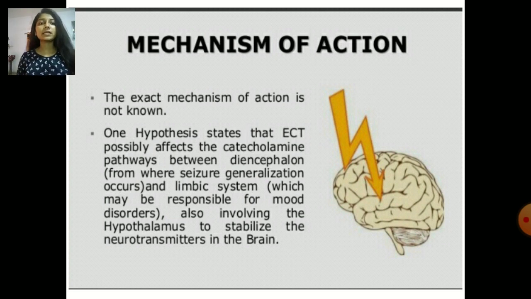The exact mechanism of action is not known. One hypothesis states that ECT possibly affects the catecholamine pathway between the diencephalon, from where seizure generalization occurs, and the limbic system, which may be responsible for mood disorders like bipolar, mania, depression and others, also involving the hypothalamus, to stabilize the neurotransmitters in the brain.